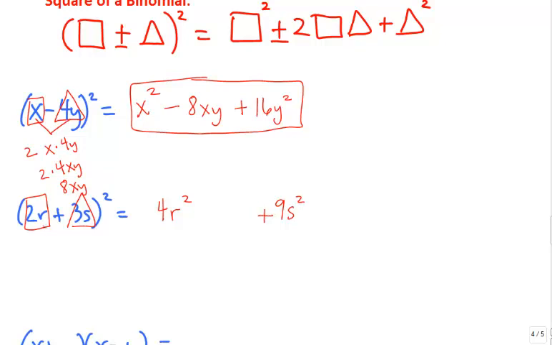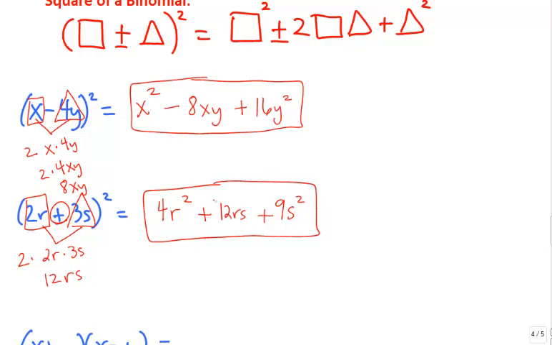And then for my middle term, it's these two multiplied together. So 2r times 3s, and then I have to double that because I'm going to get 2 of them for my middle terms. Well, 2 times 3 would be 6, so when I double that, it becomes 12, and then I'm also going to have an r and an s in the middle. And because this was plus, my middle term is plus as well. So here's what we would get when we FOIL it out.